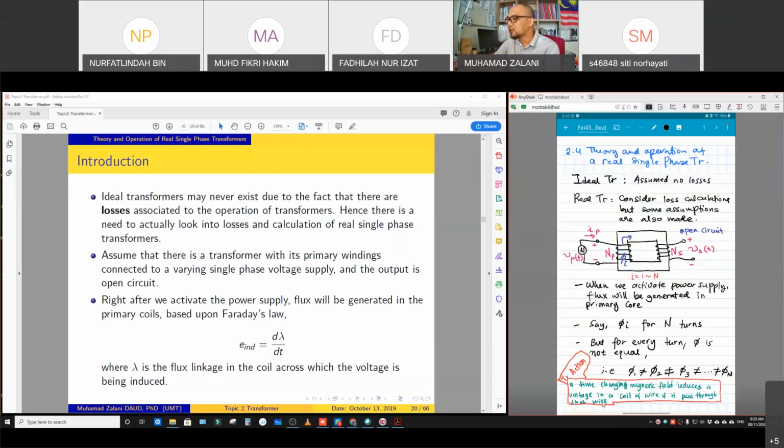As stated at the bottom here, a time-changing magnetic field induces a voltage in a coil of wire if it passes through that wire. So once we supply the voltage at the primary side here, the current will be supplied through these windings or coil. So it will induce the flux that will be flowing inside this core, and then this flux will be passing through another coil, another windings at the secondary. So we have the time-changing flux at the secondary. So what happens is the voltage will be induced.